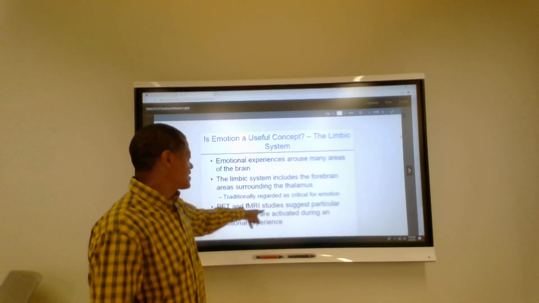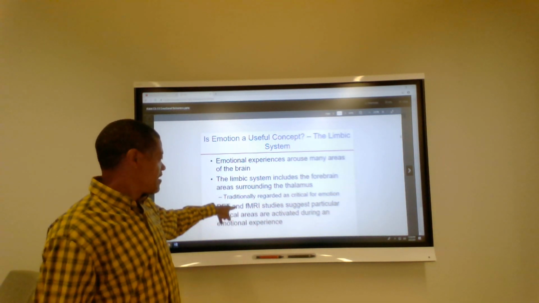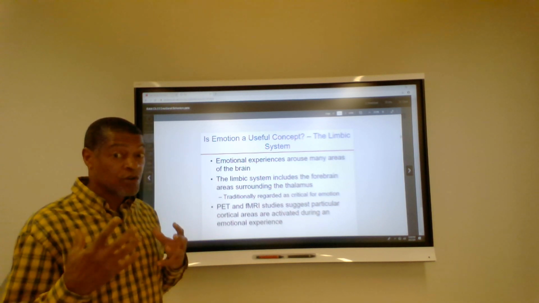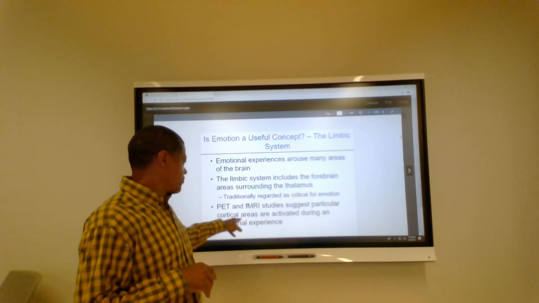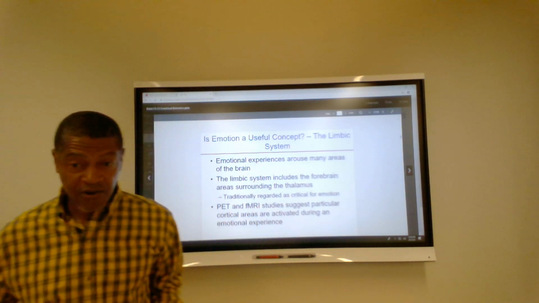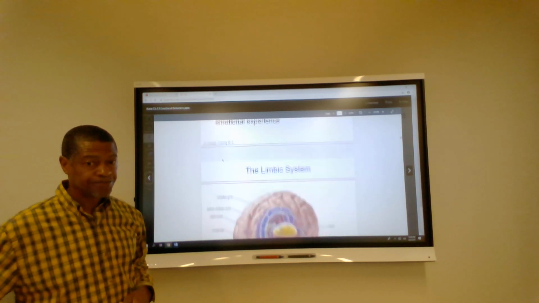You can use PET scans and fMRI, that's functional magnetic resonance imaging scans, to see what's going on in the brain as a result of a person going through an emotional experience. So now doctors can see where those areas are that light up when dealing with emotions.